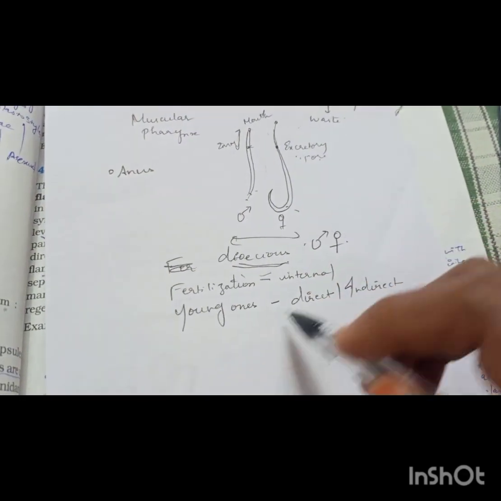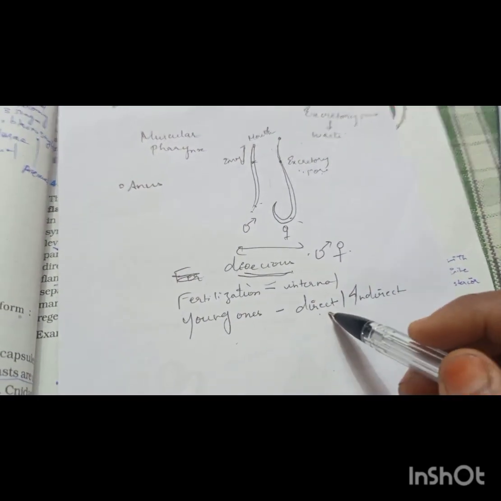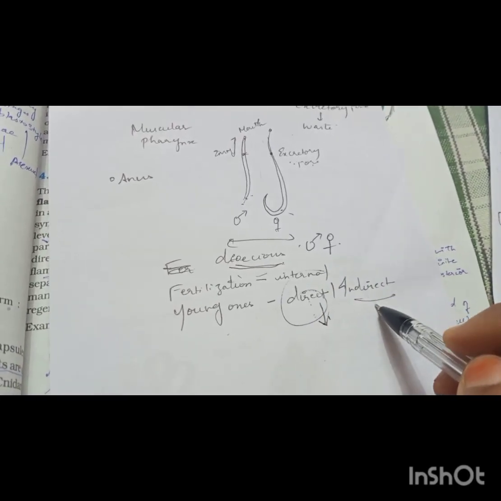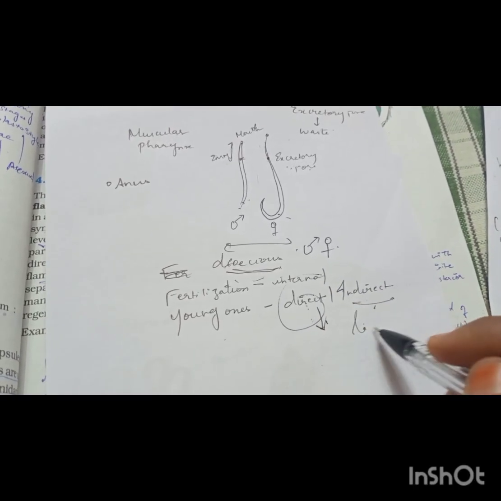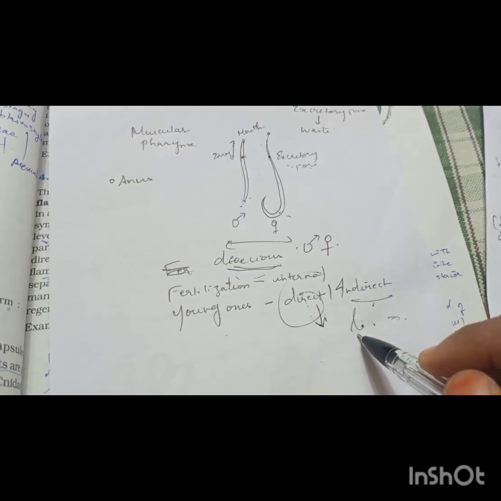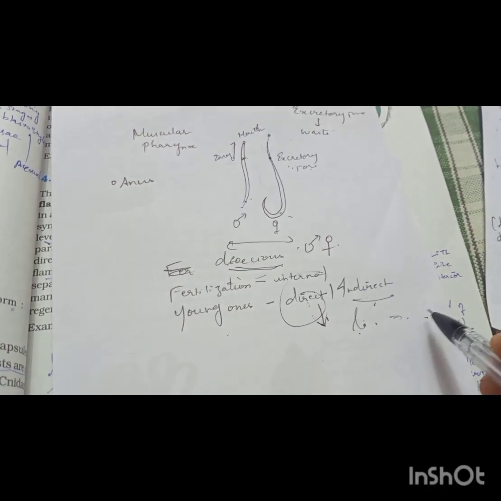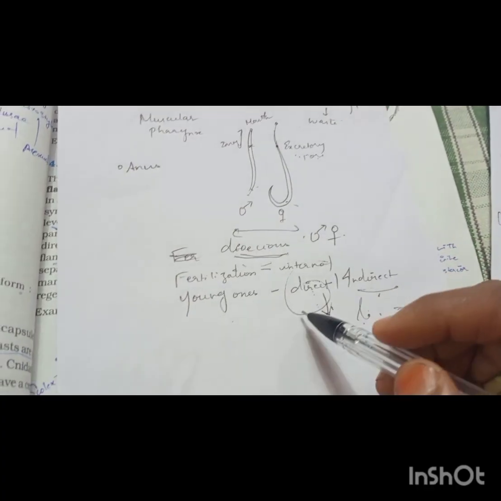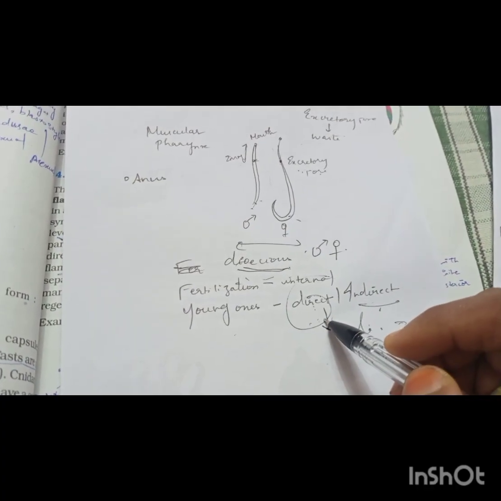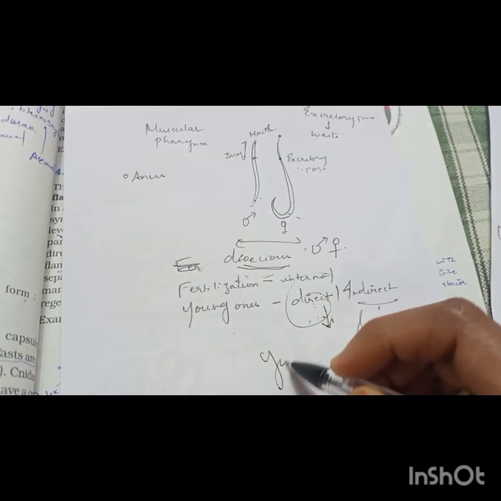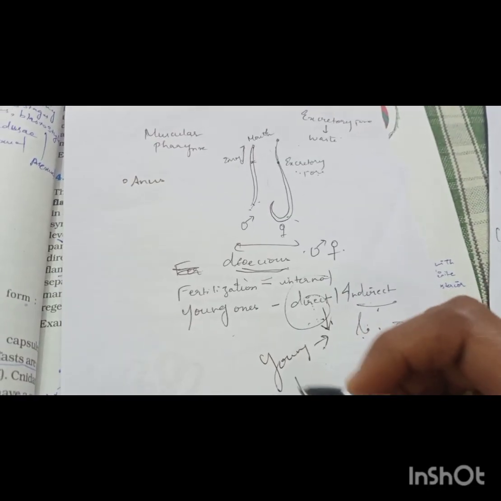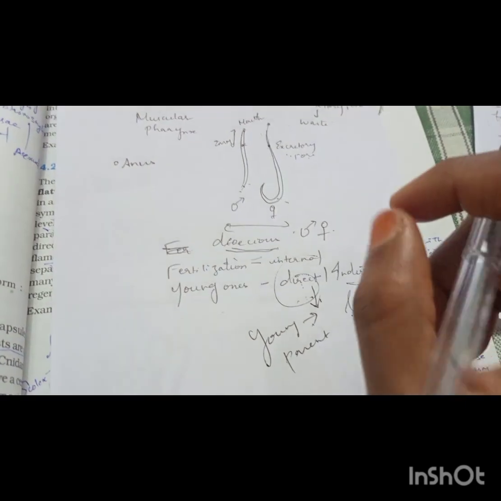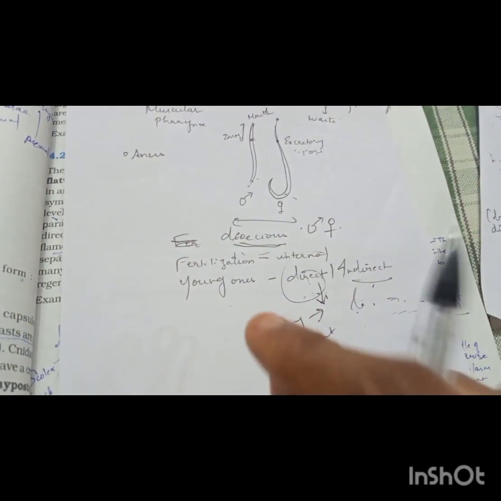Fertilization is internal, and the development of the young ones is either direct or indirect. Here we are coming across another new word. Indirect means from larva to adult, the larval stage will look entirely different from that of the adult. At each growth phase, the organism will look different. In the case of direct development, the young ones will resemble the parent. The young ones will look just like the parent, but only smaller in size.